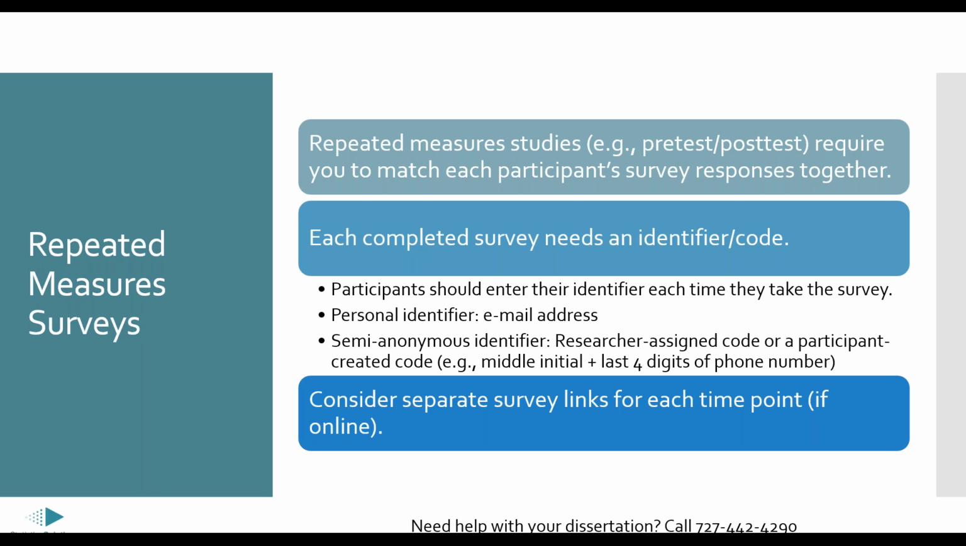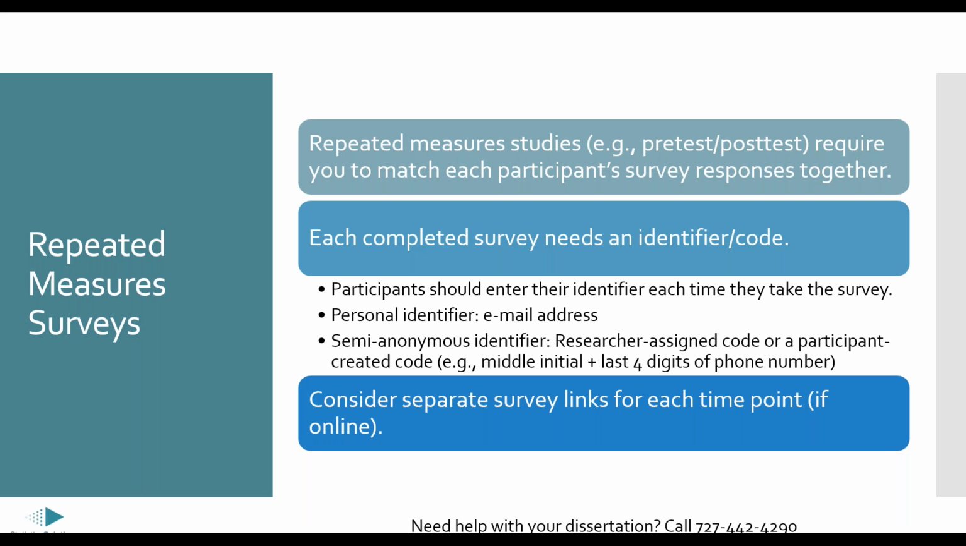And so to do this, you'll need each completed survey to have some kind of identifier or code that lets you know which participant those responses came from. And so you should set up your survey in a way that participants can enter their identifier each time they take the survey, so that their responses will have that identifier attached. And there are different methods that you can use to go about assigning identifiers.